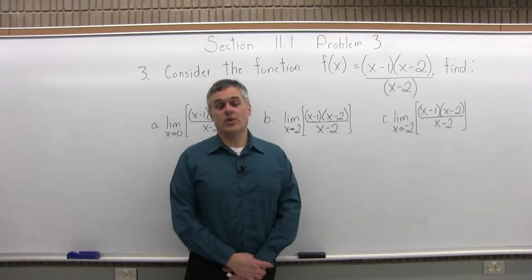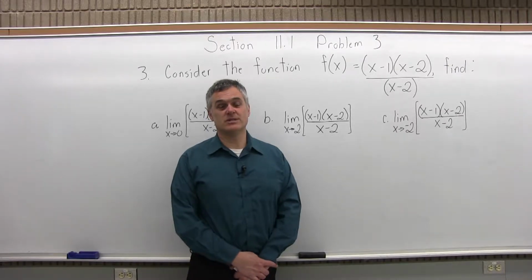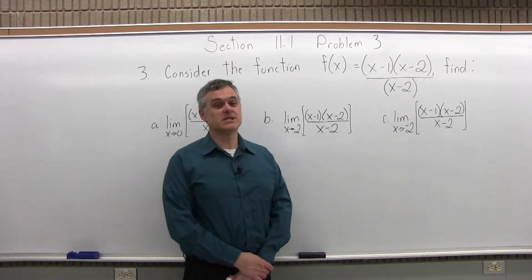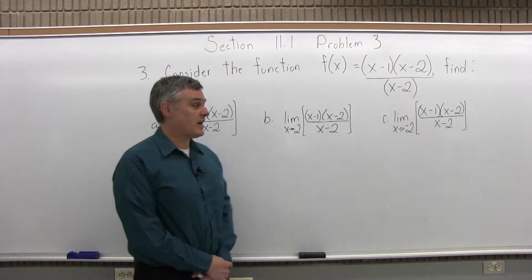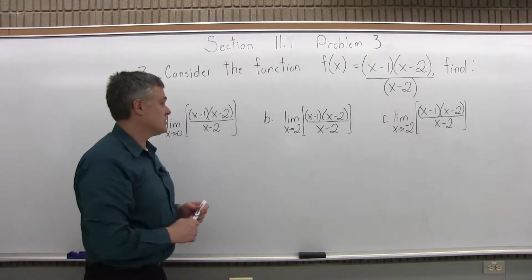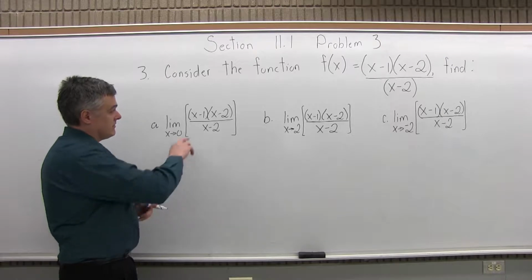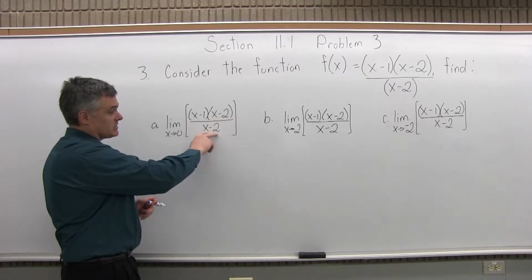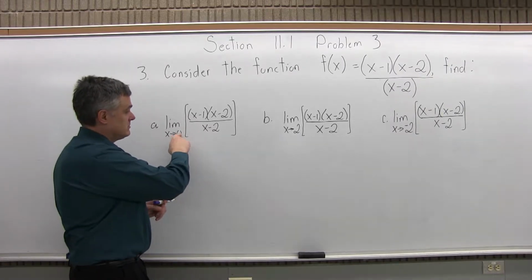This is Section 11.1, Problem 3. It says, consider the function f of x equals (x minus 1)(x minus 2) over x minus 2, and find the limit as your input, or x value, approaches three different numbers. So the first one says, find the limit of (x minus 1)(x minus 2) over x minus 2 as your input value approaches 0.